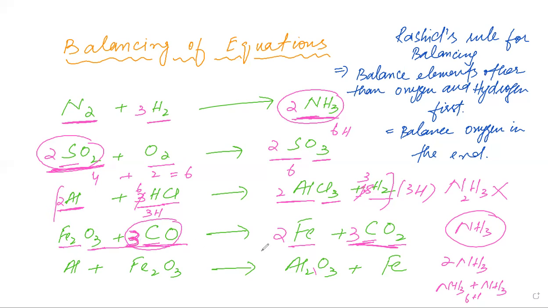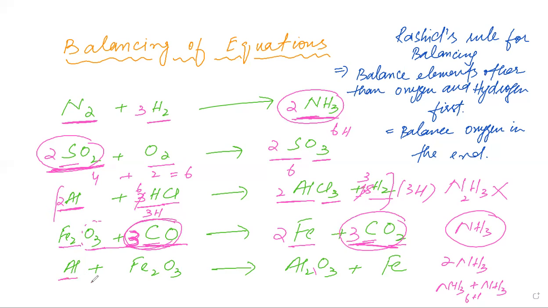And as I had already told you, if we balance other elements, oxygen will also become automatically balanced. So oxygen atoms are 3 here and 3 here. Total 6, and here 3 twos are 6. So this equation is also balanced.